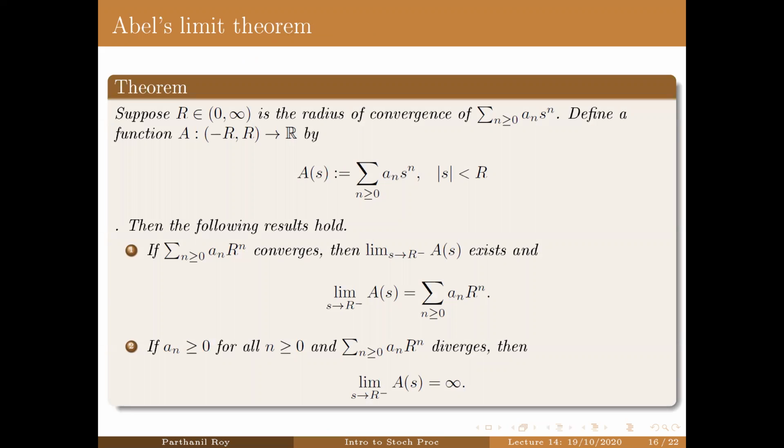Now, what happens at the boundaries? Does it converge at the boundary or not is a question. And here is a theorem that relates to this question. Now, suppose your radius of convergence is strictly positive and strictly less than infinity.